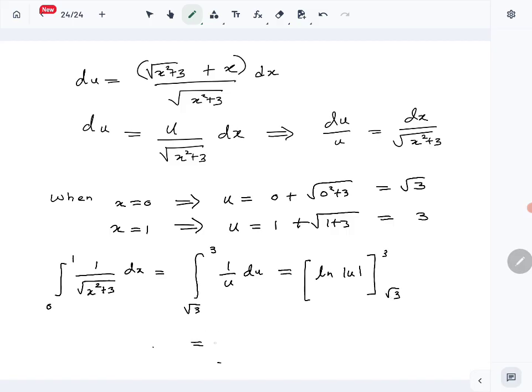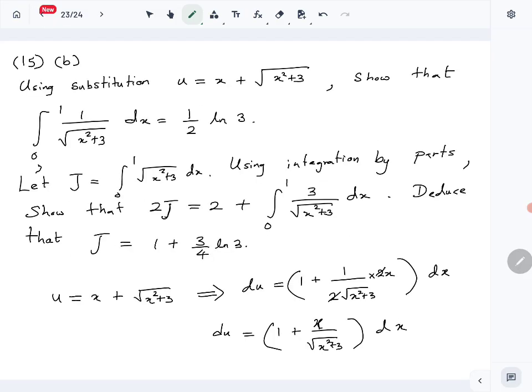So we have ln 3 minus ln square root 3. This is the same as what? Ln of 3 over square root 3. We'll just combine the natural log terms. If you have a difference, you can write it as a quotient. So then this turns into natural log of square root 3.